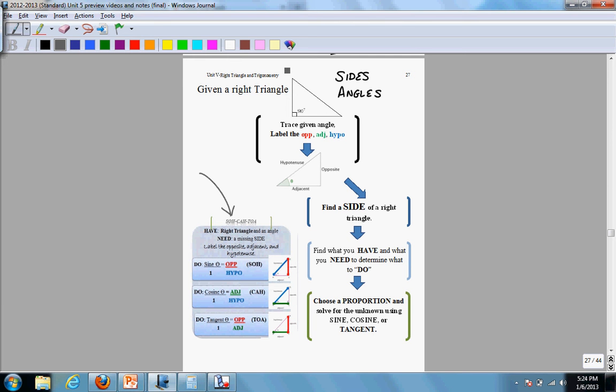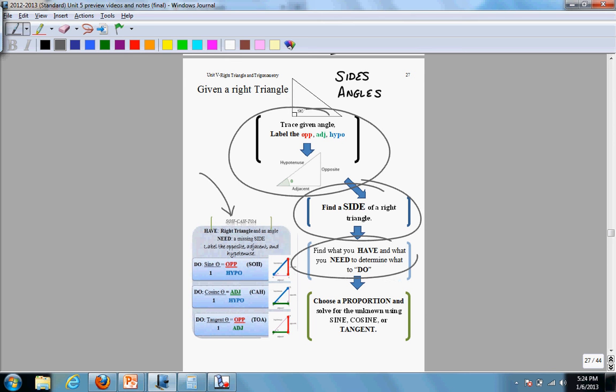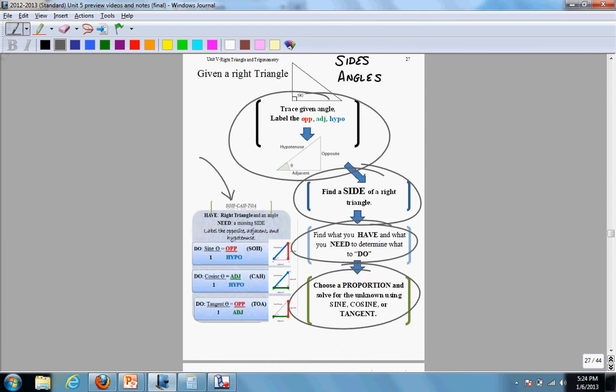And here are the steps we're going to follow. Step number one is we start by labeling opposite, adjacent, and hypo. To find the side of a right triangle, we're going to find out what we have and what we need to determine what we do. And we're going to choose a proportion and solve using the sine, cosine, or tangent ratios. I'm going to take this step by step, very slowly.